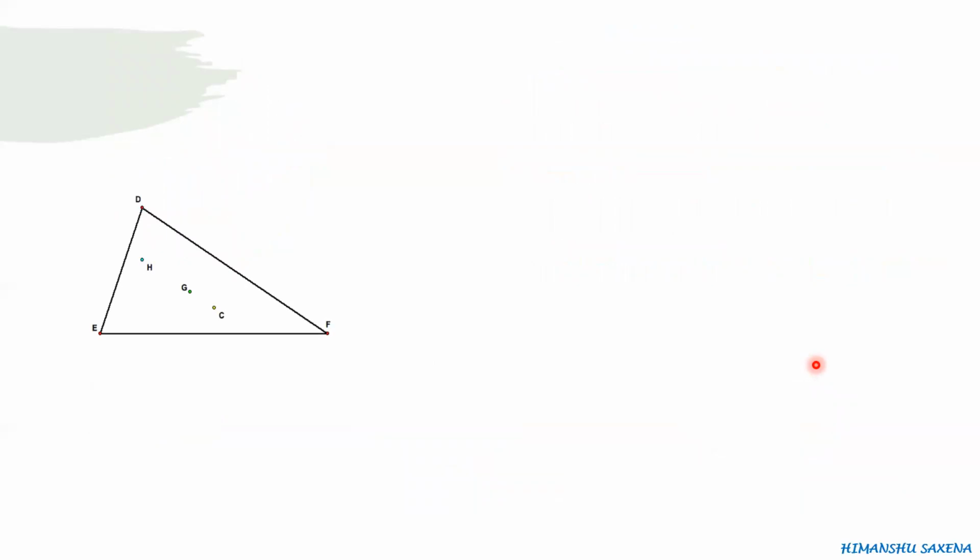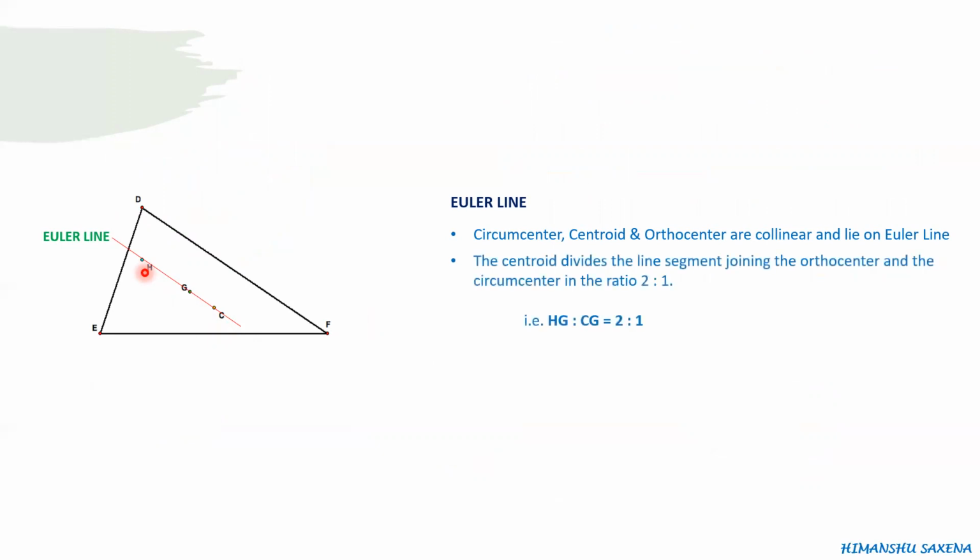Now there is a relationship between the centroid, orthocenter, and circumcenter. These are collinear, and they lie on a line called the Euler line. Here we have represented the circumcenter as C, the centroid as G, and the orthocenter as H. The relationship between them is HG divided by CG is equal to 2:1. You can say that HG is double the CG.